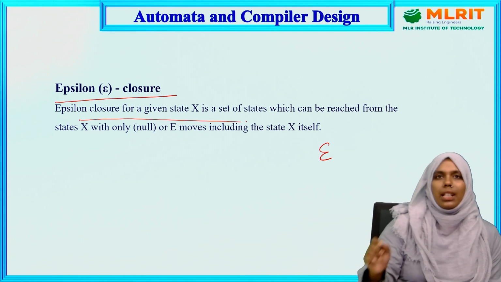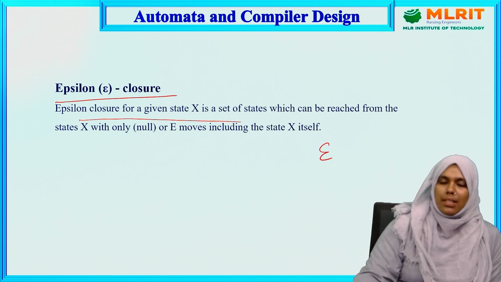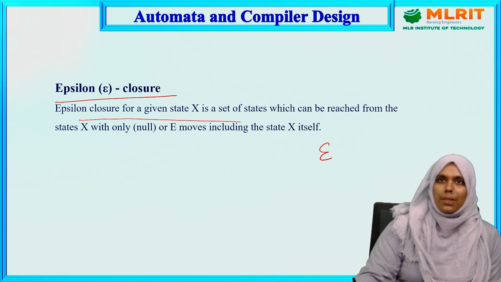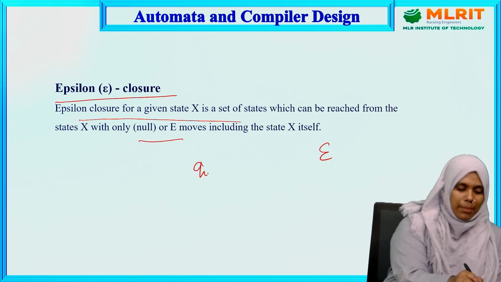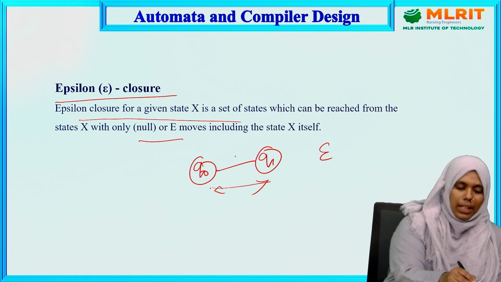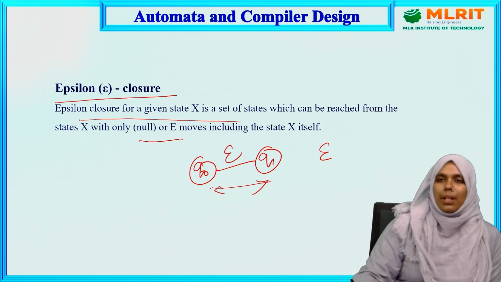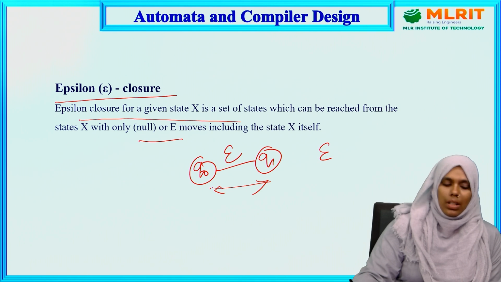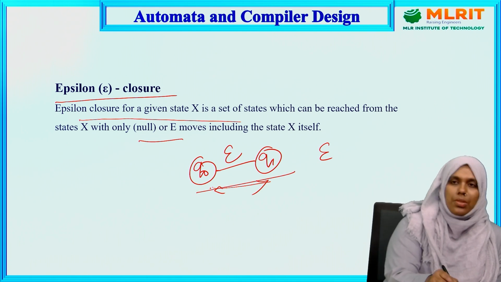Epsilon closure, for a given state x, which can be q0, q1, capital A, and so on, is the set of states which can be reached from x without consuming any input symbol. For example, if we are going from one state to another state and we don't have any input symbol, then we denote it with the epsilon symbol. That is the epsilon closure.